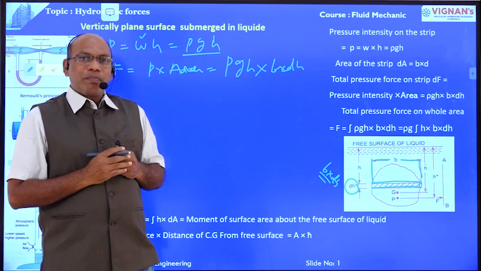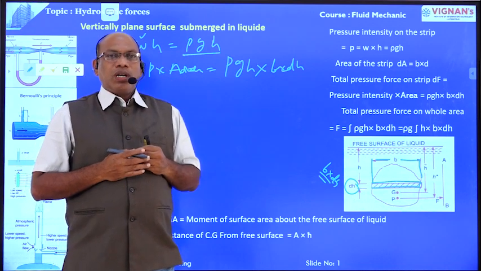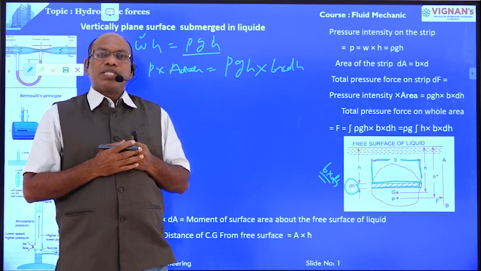Now we are going to determine the force on the entire plane surface.